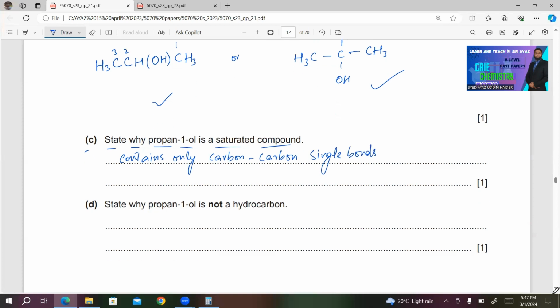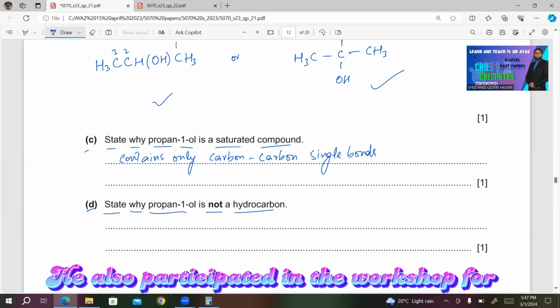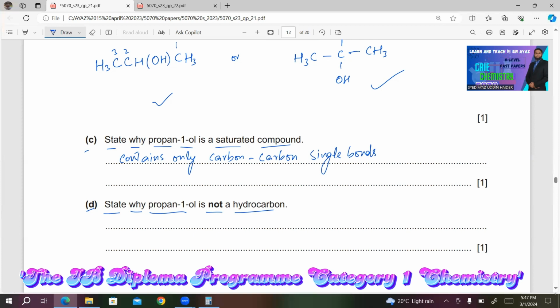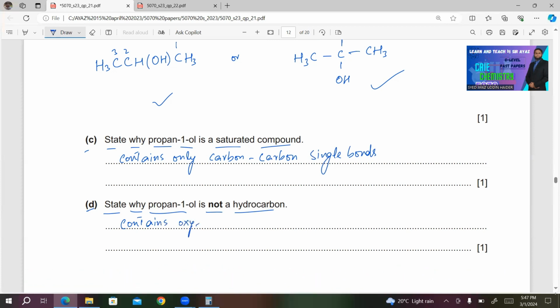D. State why propane 1-ol is not a hydrocarbon. Definitely it must be containing other element other than carbon and hydrogen. So you will write contains oxygen also, beside carbon and hydrogen.